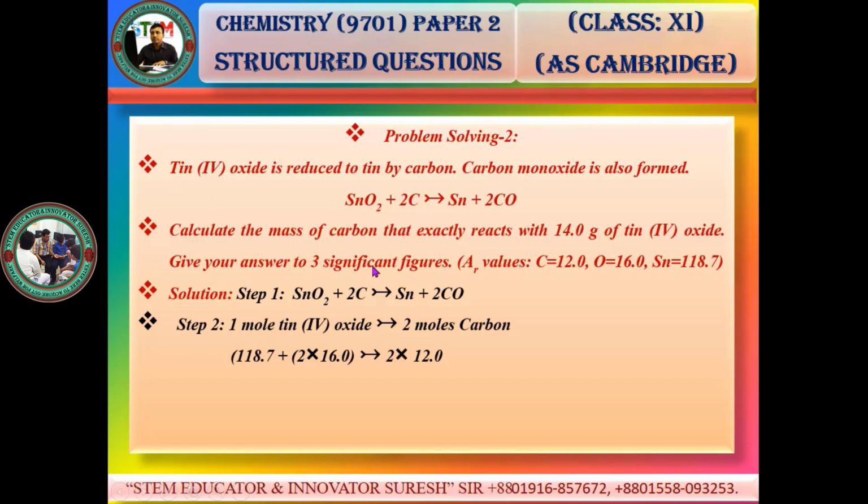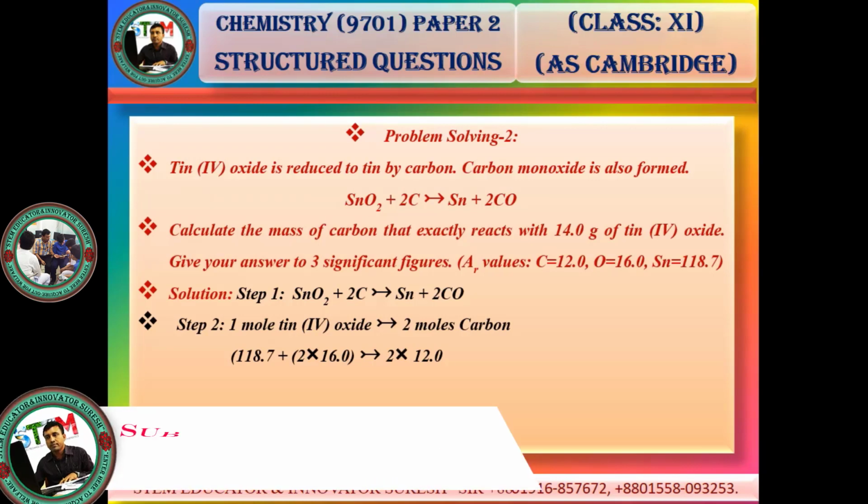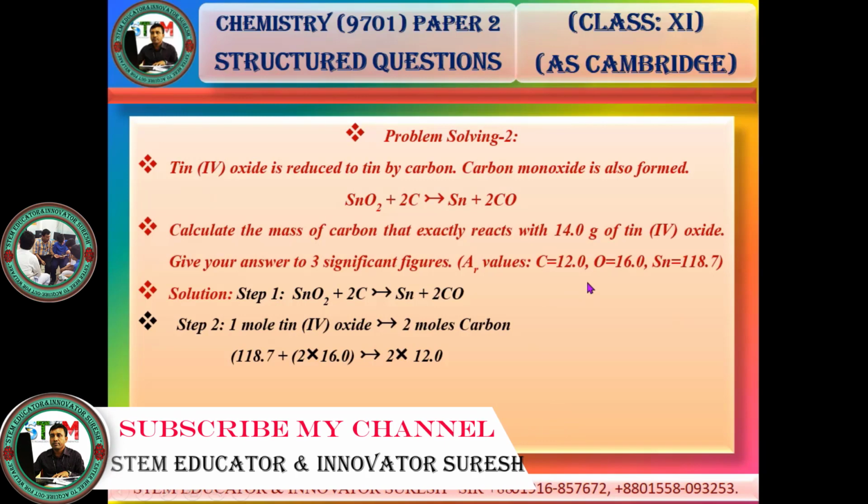It's important. You have learned a lot from mathematics about significant figures. If the question asks that you present the answer in a particular number of significant figures, whether 2, 3 or 4, you have to maintain that, otherwise you will be penalized by mark reduction. Also, extra information is given here: relative atomic mass for carbon is 12.0, oxygen is 16.0, whereas tin is 118.7. Now we have to solve it.